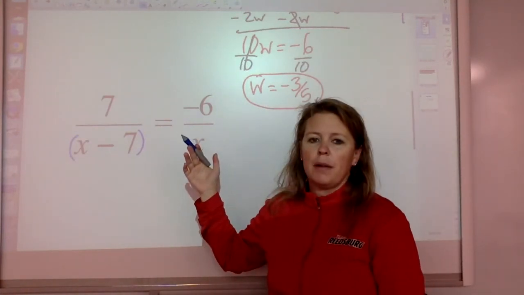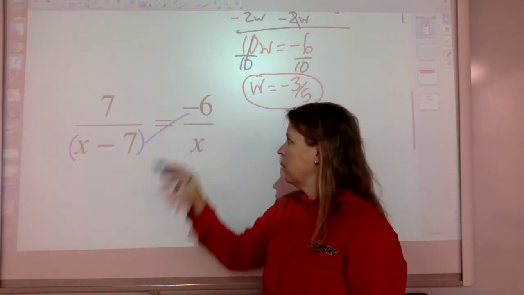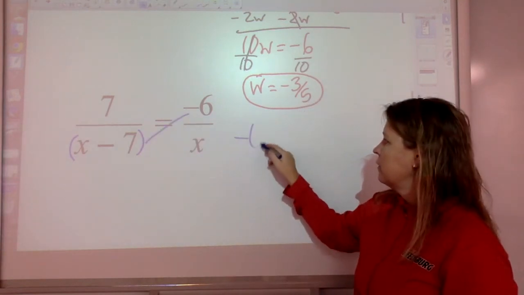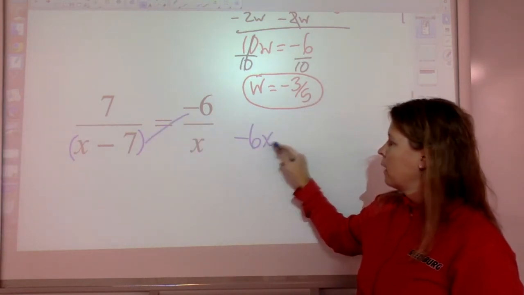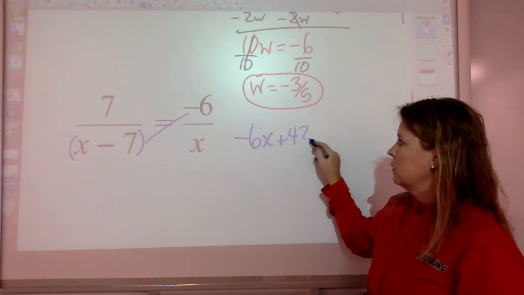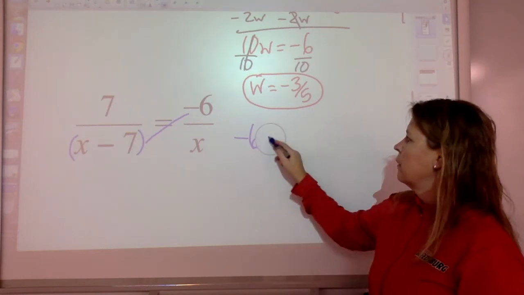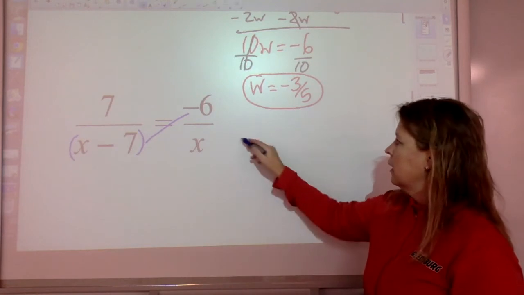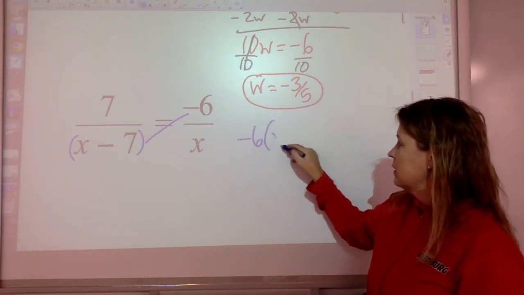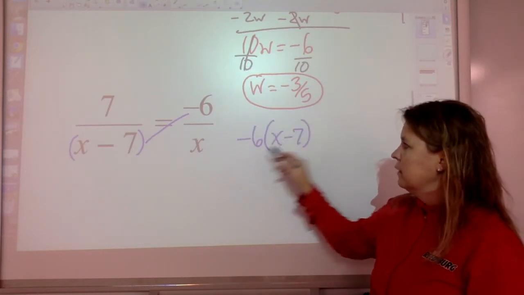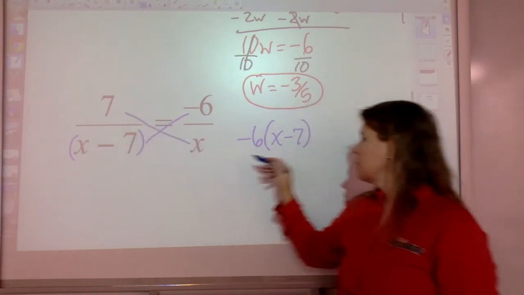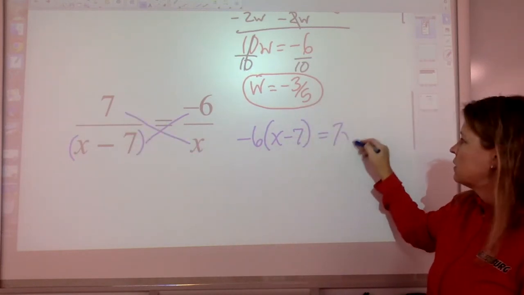What if you cross multiplied the other way? We could cross multiply the other way. Let's just try it. Negative 6x plus 42. Oh, what am I doing? I was trying to do a step in my head. Negative 6 parentheses x minus 7 in parentheses. Cross multiply this way, you get equals 7x.